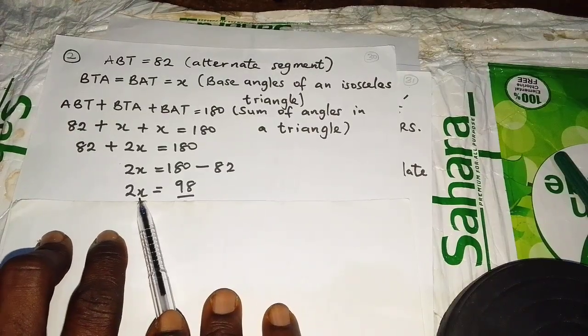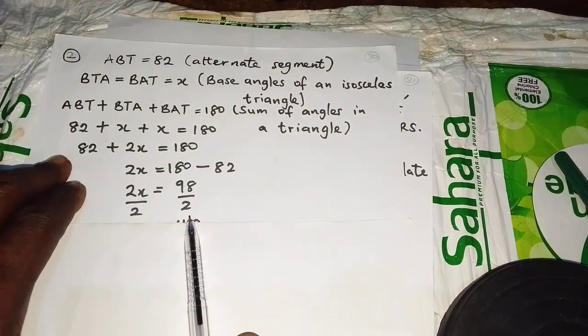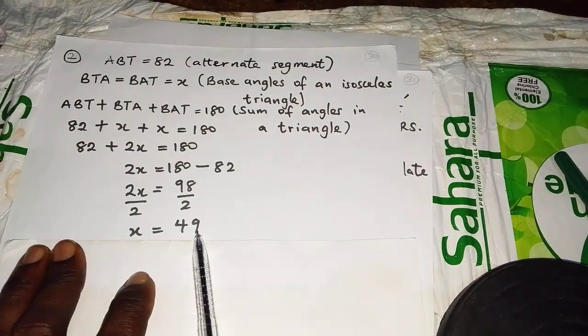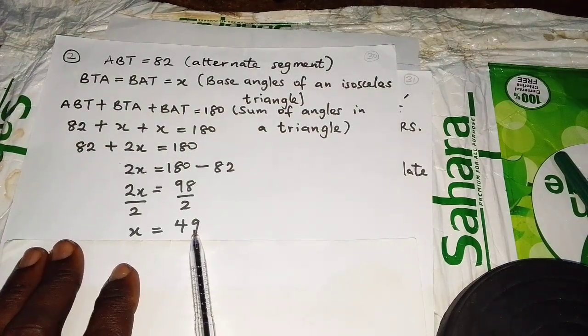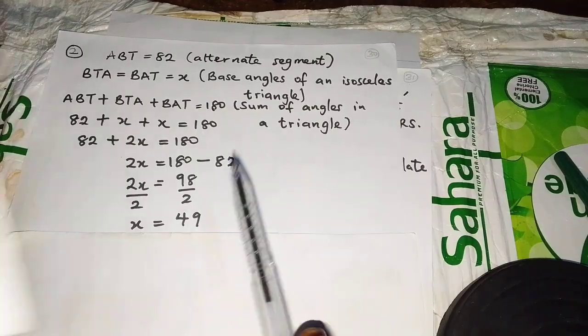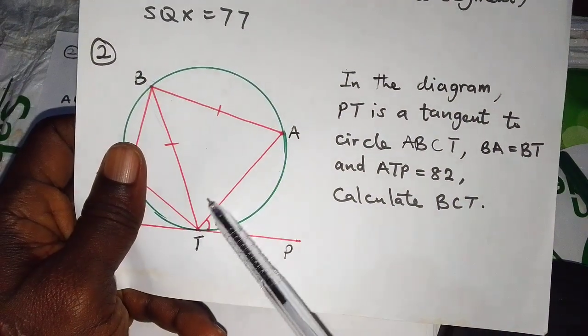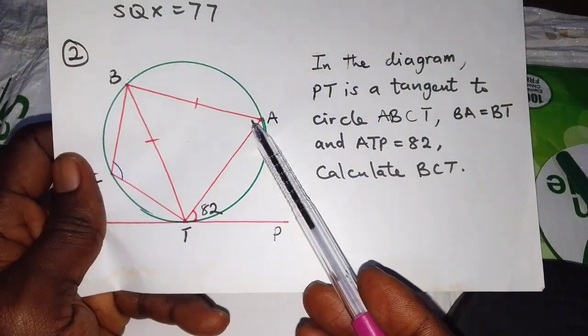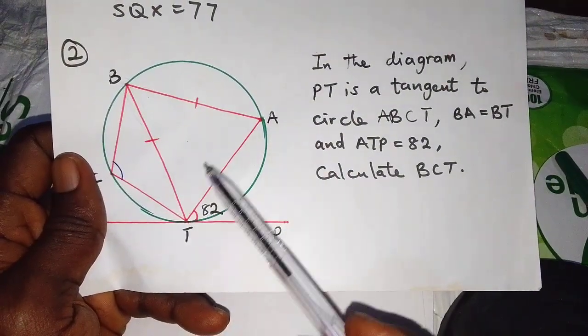So to get the value for x, divide both sides by 2. So that means the value for your x is what? 49. So that means the value for each of these equal angles here and here is what? 49. Now if you look at this, if this is 49, this is also 49.